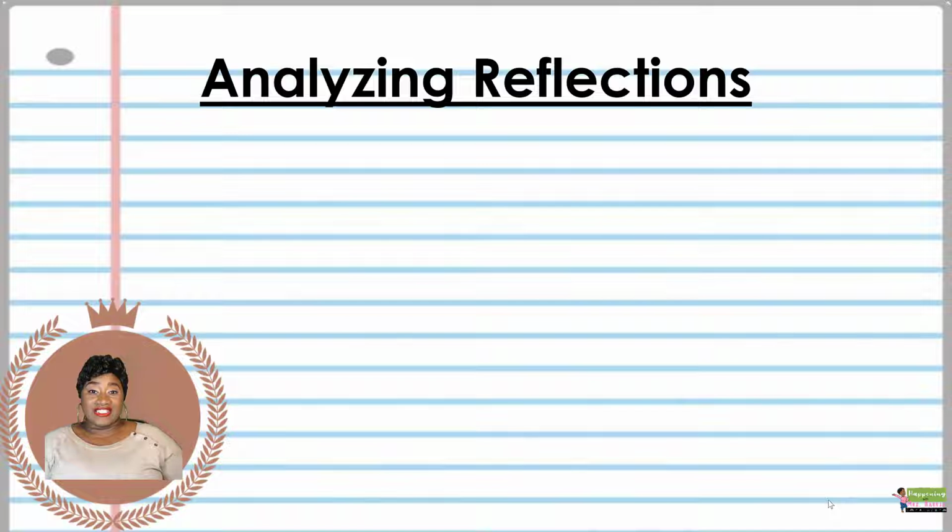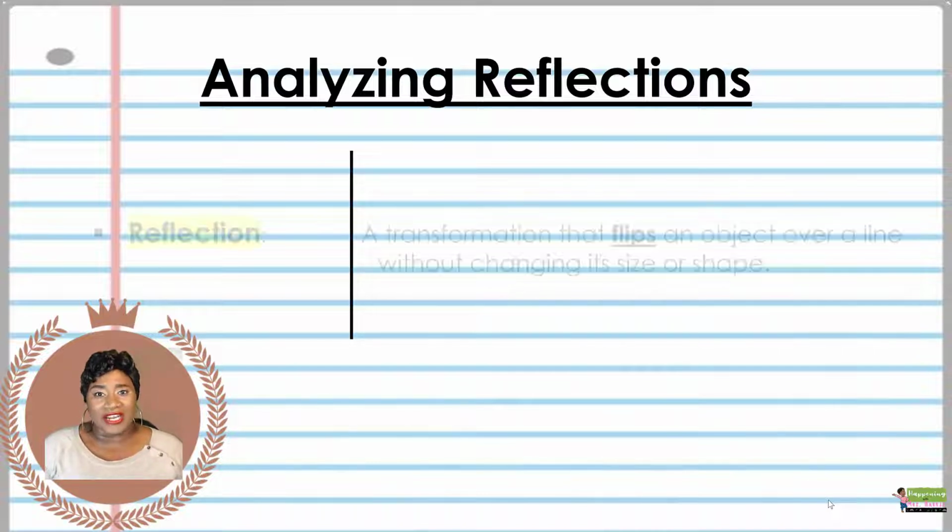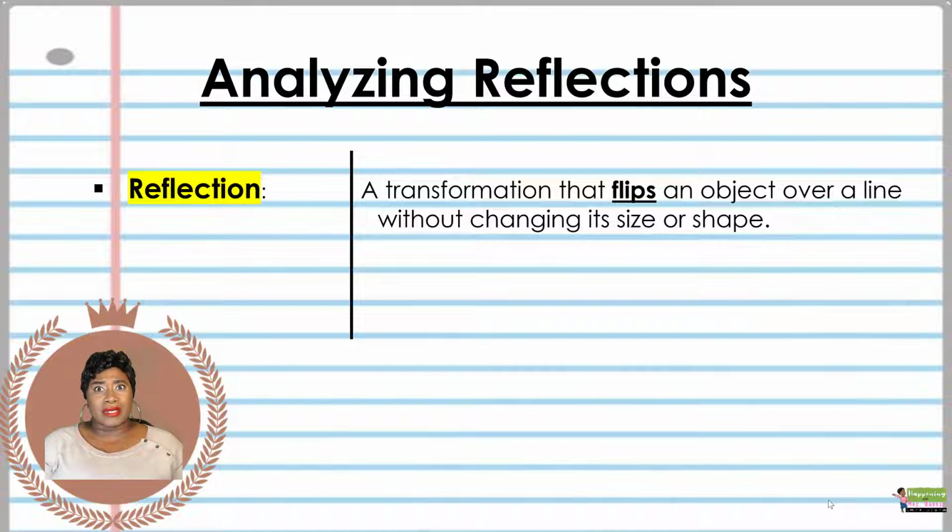All right, so ladies and gentlemen, today our focus is going to be on analyzing reflections. We're going to get a little bit of vocabulary out of the way. First and foremost, what is a reflection? A reflection is a transformation that flips an object over a line without changing its size or shape.